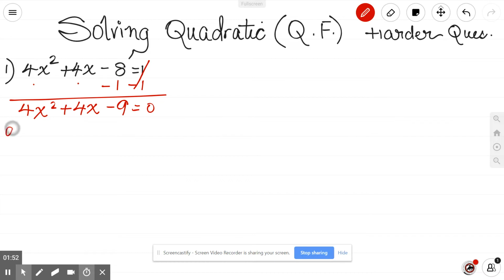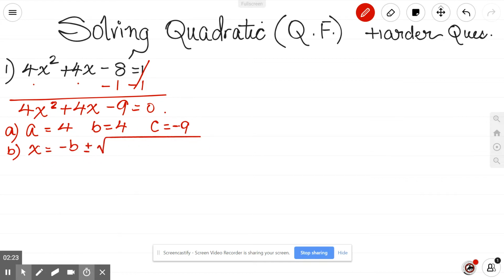Now my first step is that I need to list out my A, B, C. Here you can see that it is already in the order where the highest power comes first, x squared, then x, and then no x. So A is 4, B is 4, and C is negative 9. Now I need to plug everything into the quadratic formula, so I would like to write down the quadratic formula for you. Negative b plus or minus square root of b squared minus 4ac over 2a. So that was our quadratic formula.